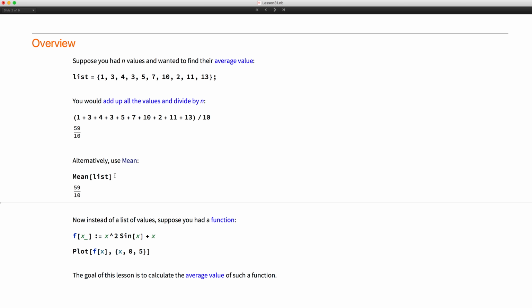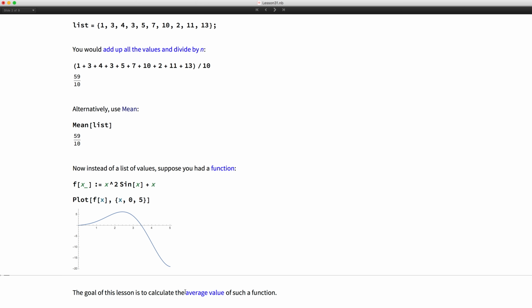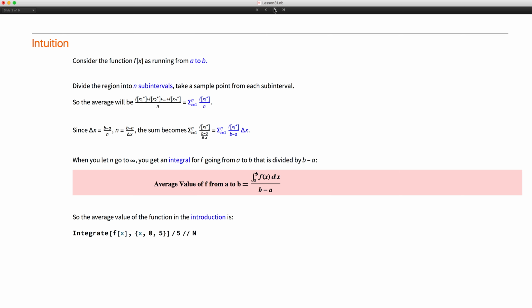But now let's say instead of a list of values, you had a function like the one shown over here. So here's a plot of the function, and the question is, can we work out the average value of such a function? And the answer is yes. So here's some intuition. Let's say your function runs from a to b. You break the interval into n subintervals, take a sample point in each subinterval, and then work out the average value like over here.